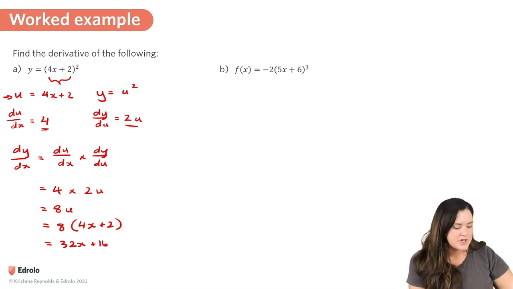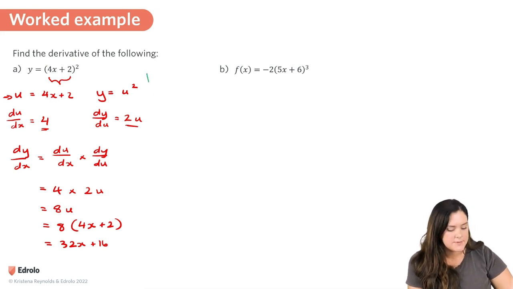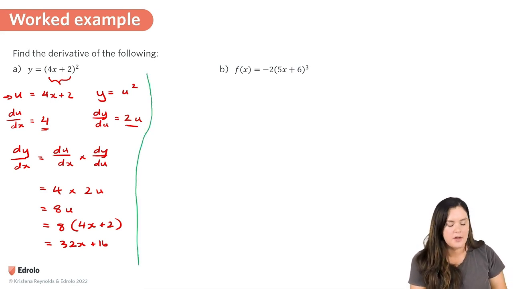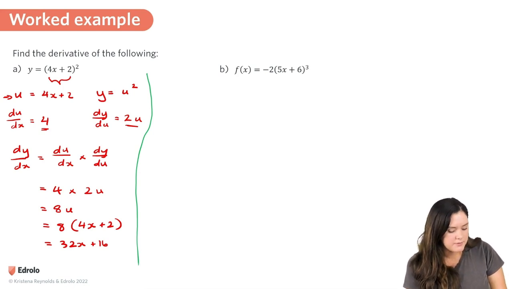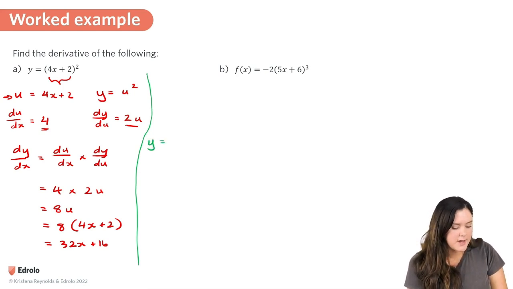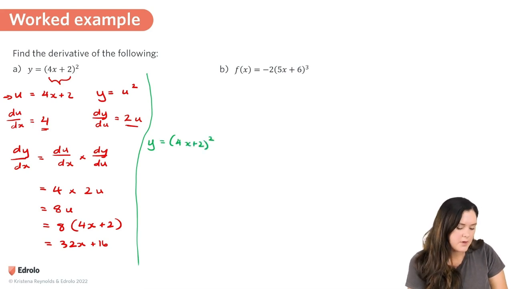Now, that's a lot of writing just for a simple question like this. So I'm going to show you a quicker way for simple questions like this one. I'm just going to write it in green so we can keep track of what's happening here. So rewriting the question, we've got y equals, in brackets, 4x plus 2 all squared. And the quick way to do this is to recognize this power here and use the rule that we've been using previously.